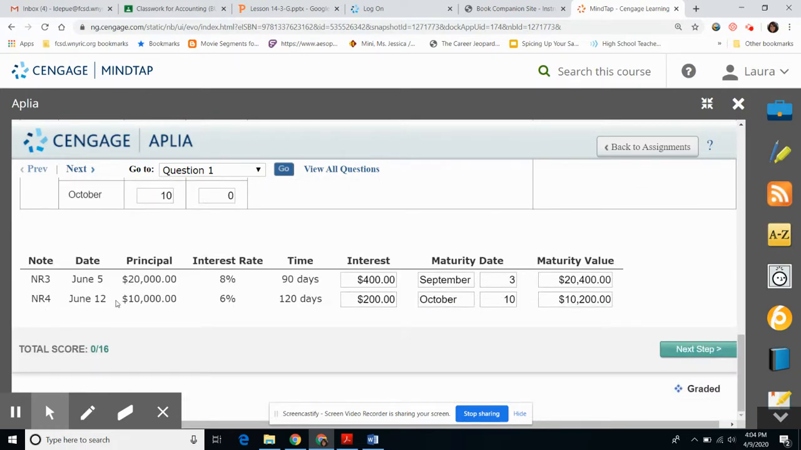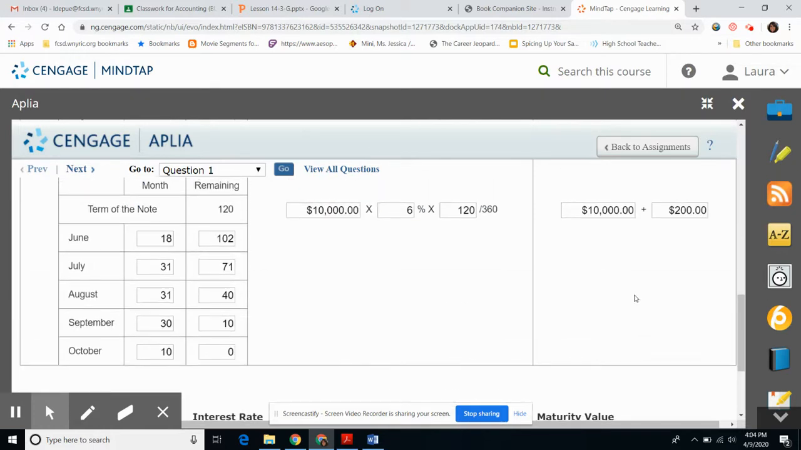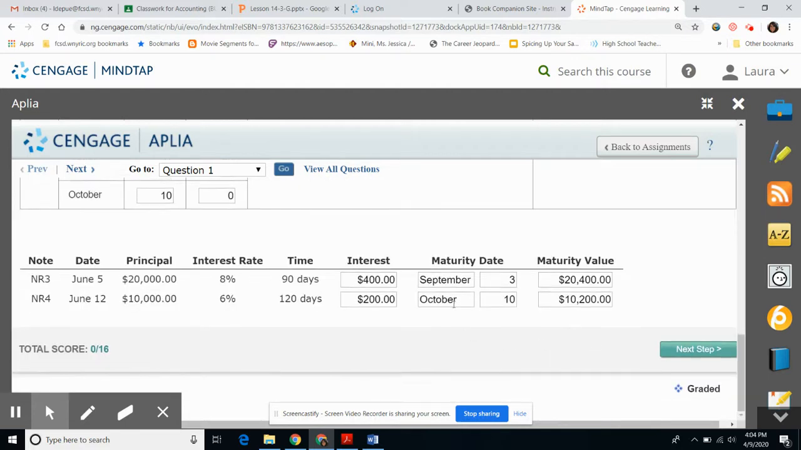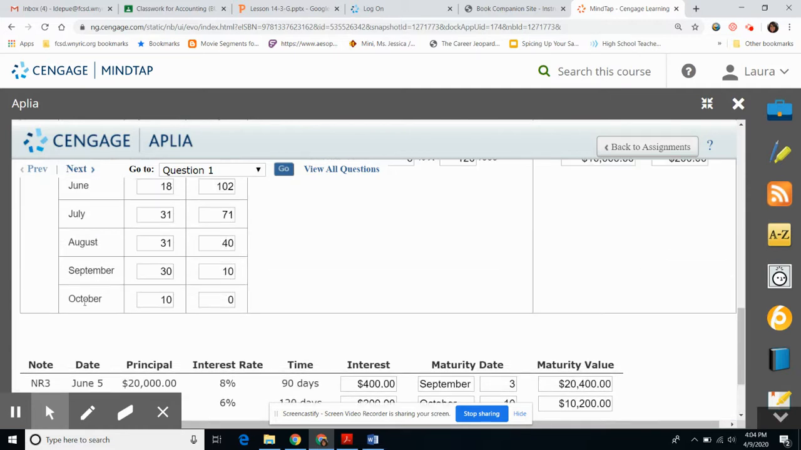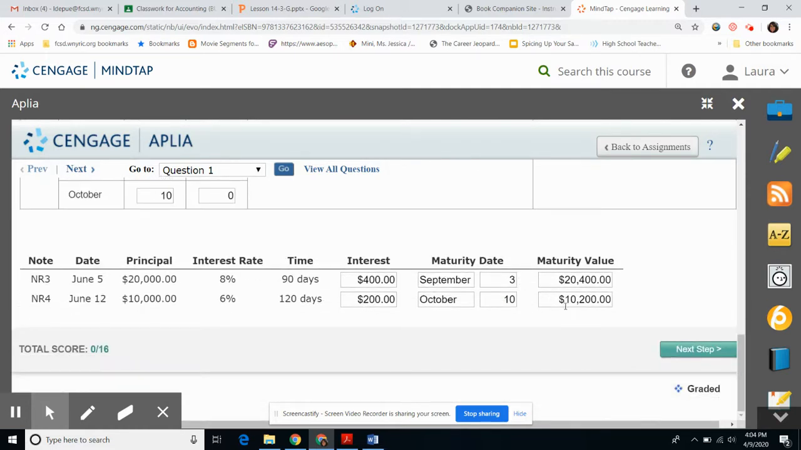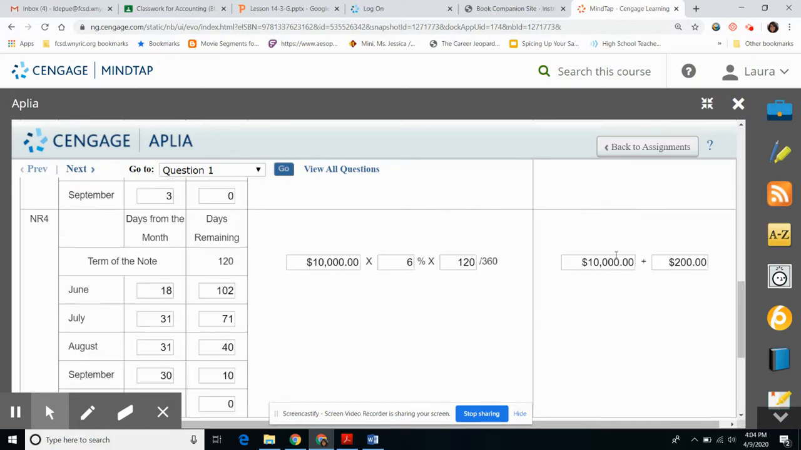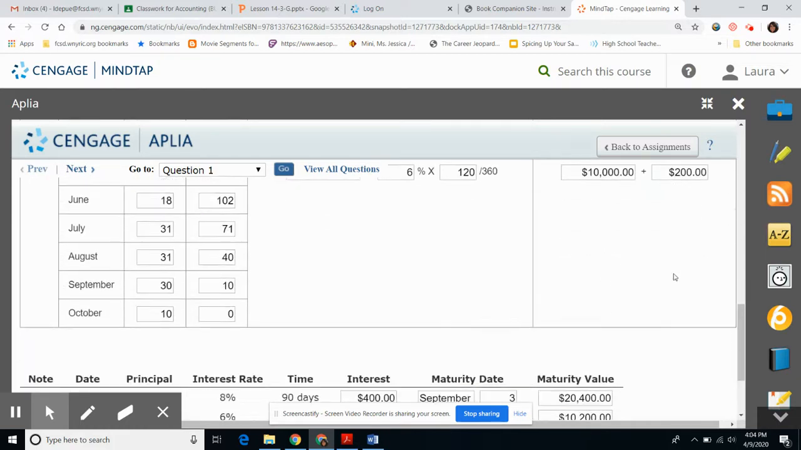Plug those numbers in down here then. So the June 12th, 10,000 principal, 6% interest for 120 days. The interest amount is 200 that we calculated from this math right here. October 10th is the maturity date from this information that we gathered right here. And the maturity value is the 10,200 when we add those two numbers together.